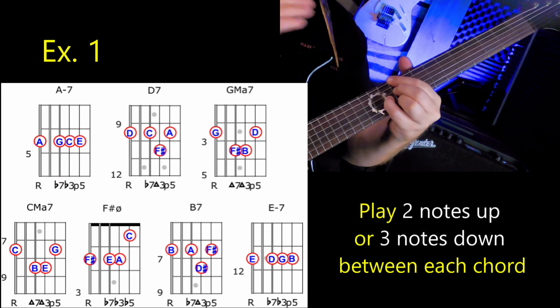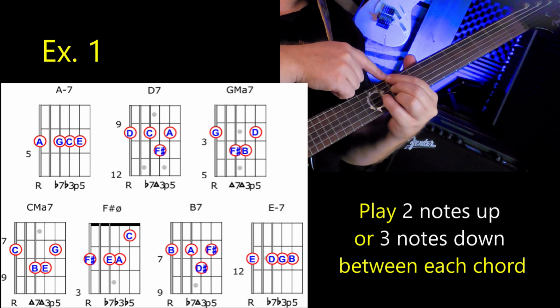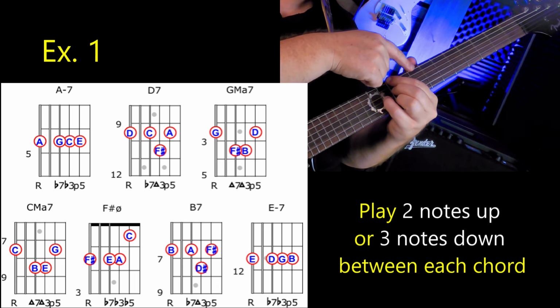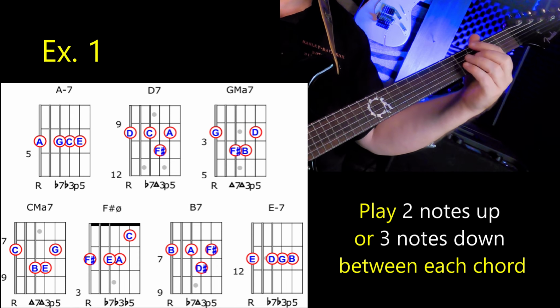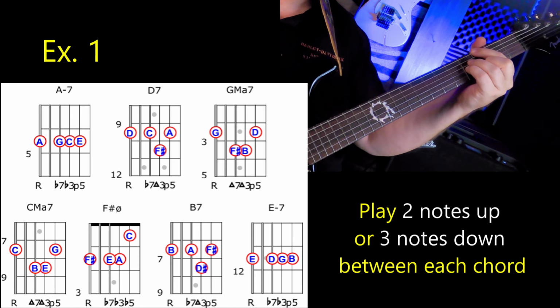Okay, so 3 single notes going down. So I'm not going to start on the note D. I'm going to start on the note C right behind it. C, B, A. Those are my 3 notes. So I go down a whole step. I play the note G, and that's my chord.